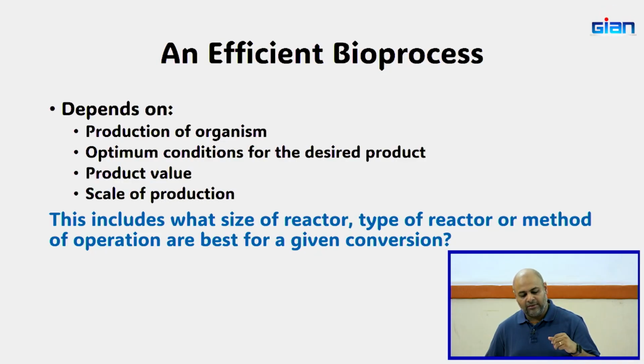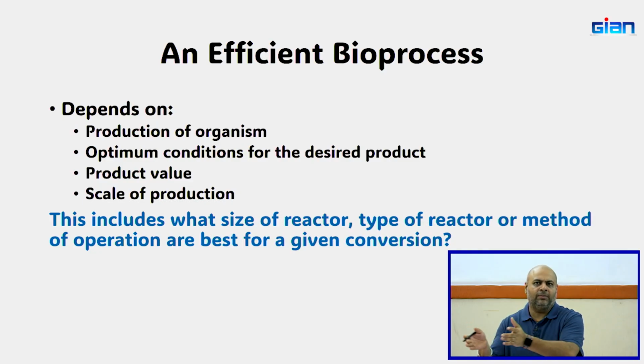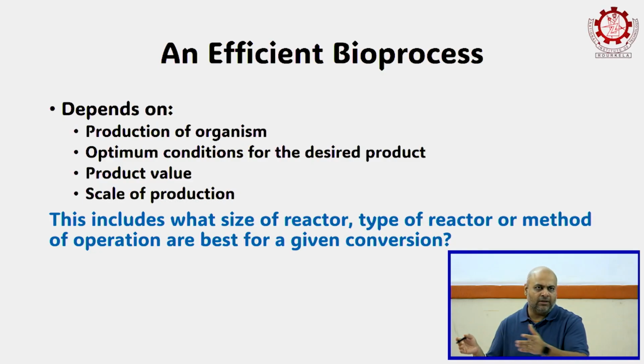Other than that, it also depends on the production organism. It depends on the optimal conditions for the desired product. If you're using the optimal conditions for the desired product, you're going to have a very efficient bioprocess. The product value will define the efficiency of the bioprocess and the scale of production. If you're able to produce in mass, at a grand scale or a large scale, you'll be able to make more money out of it, and your process would be an efficient process. Like setting up a startup, you should be able to make some money at the very end.